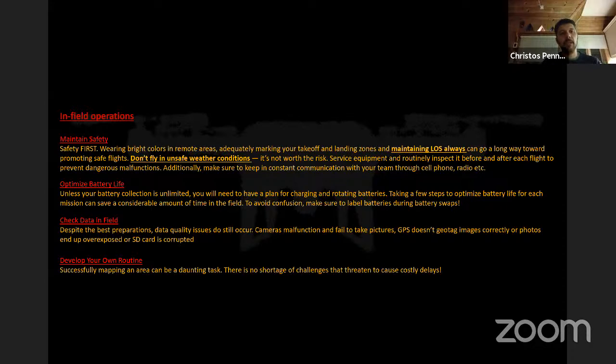In the field, we should maintain safety, and this means that we should follow the regulations that are imposed by every country. Of course, we can wear some bright colors in remote areas or in areas where there might be hunters or whatever. We should optimize our battery life. Unless you have an unlimited collection of batteries, we should plan in advance how we will be charging the batteries, how we will rotate the batteries that we are using on the drones, etc.